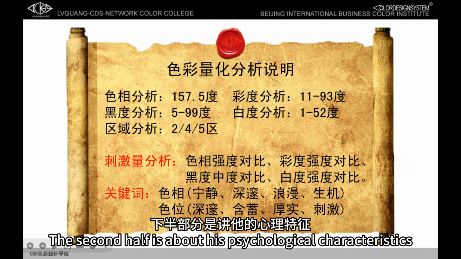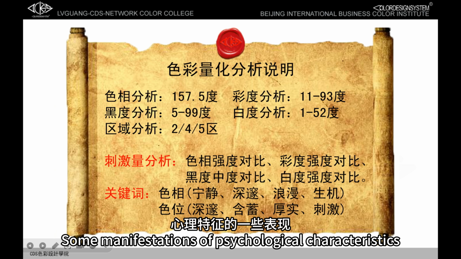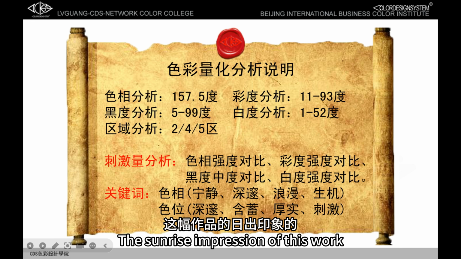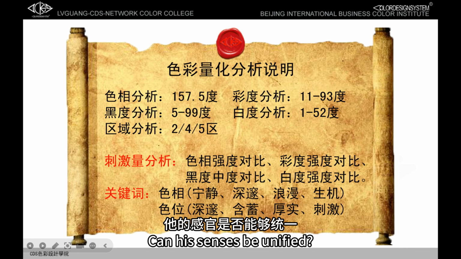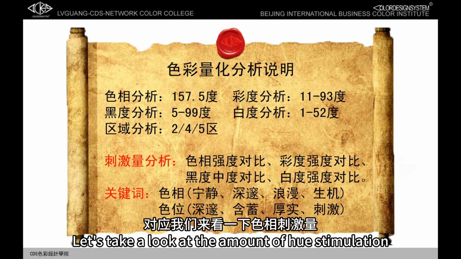The second half is about his psychological characteristics. Therefore, we are concerned about these objective manifestations of psychological characteristics, and our subjective perception of color. The sunrise impression of this work: can his senses be unified? Can it be? Let's take a look at the amount of hue stimulation.